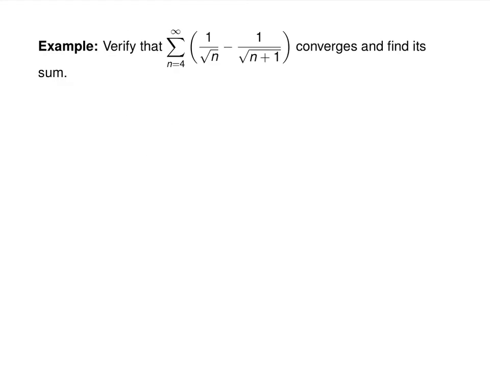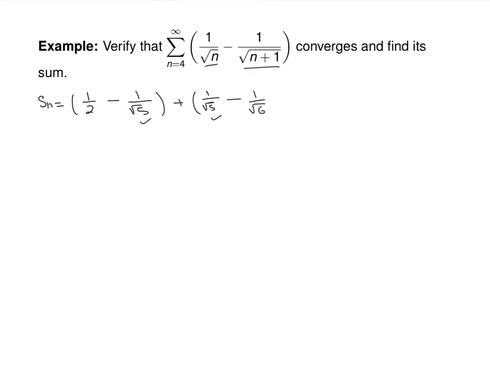Verify that this series converges and find its sum. So whenever you see two expressions differing by a minus sign, well, think, probably something telescoping. Let's see if that's possible. So let's list a partial sum. The first number we plug in is 4. So we have 1 over root 4, or 1/2, minus 1 over root 5, plus, that's plugging in 4. Now plug in 5. 1 over root 5, minus 1 over root 6.